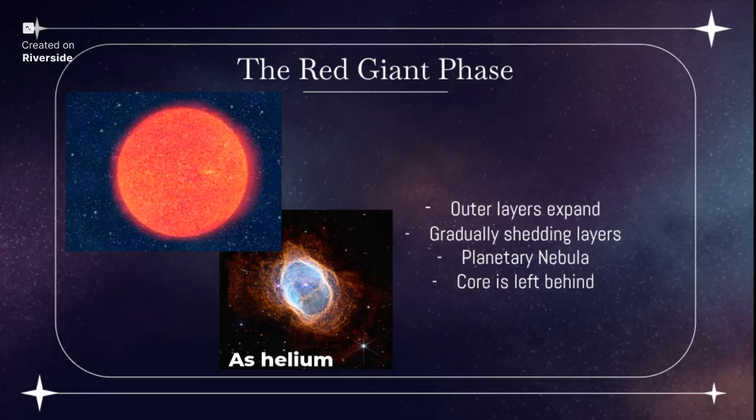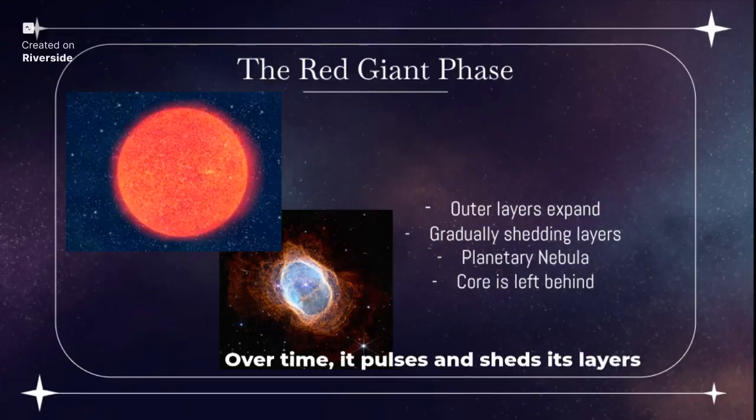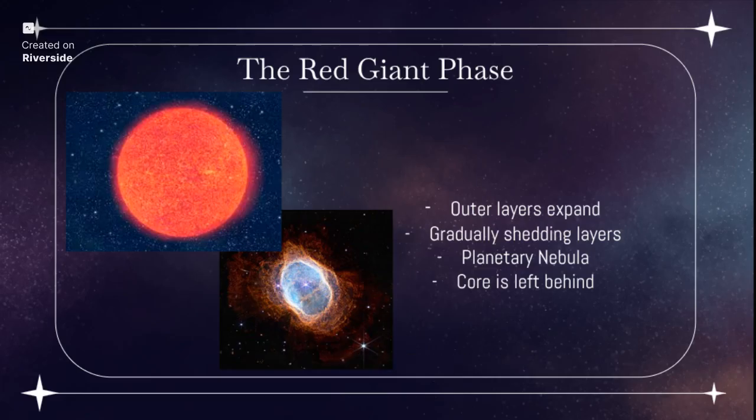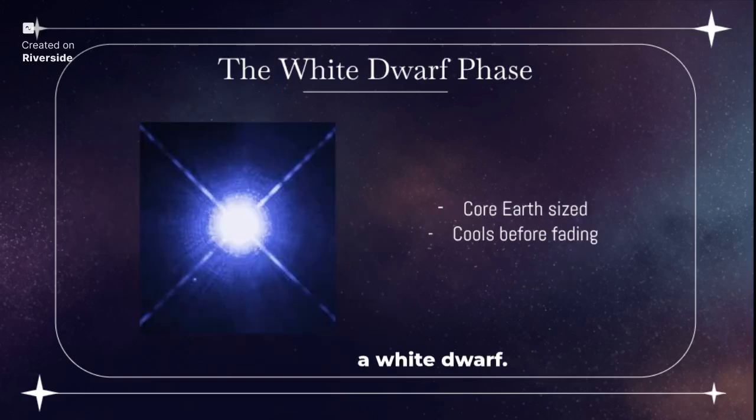As helium fuses with carbon, the outer layers of it expand exponentially. Over time, it pulses and sheds its layers, like an onion almost, which creates a planetary nebula. The outer layers are gone, but the core is still there. It was left behind and turned into the last stage, a white dwarf.